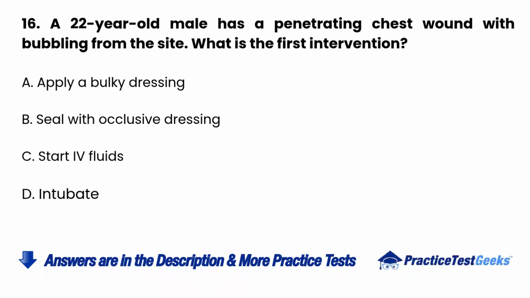16. A 22-year-old male has a penetrating chest wound with bubbling from the site. What is the first intervention? A. Apply a bulky dressing. B. Seal with occlusive dressing. C. Start IV fluids. D. Intubate.